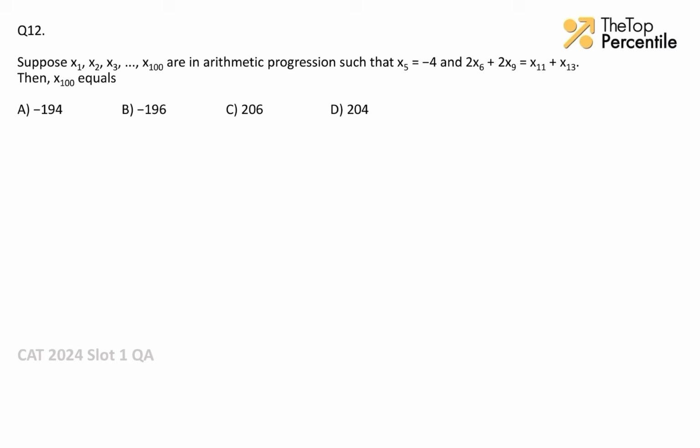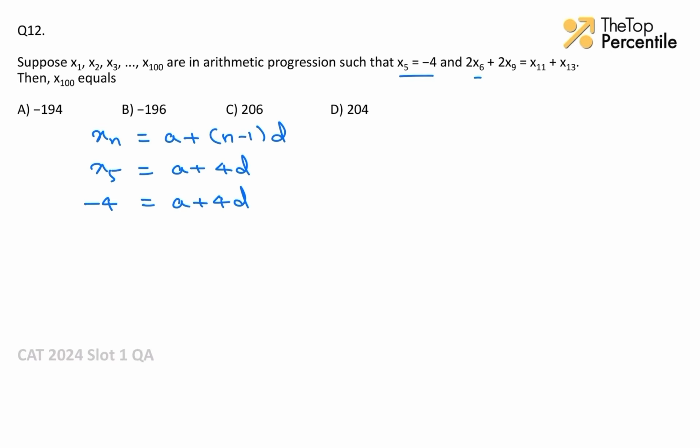Let's look at question number 12. Suppose x1, x2, x3 up to x100 are in an AP such that x5 is minus 4 and 2x6 plus 2x9 is x11 plus x13. Then the value of x100 is what? Okay, so we know that the nth term is given by a plus n minus 1 into d. So I'll take x5 as a plus 4d. The x5 value is already given, so minus 4 equals a plus 4d.